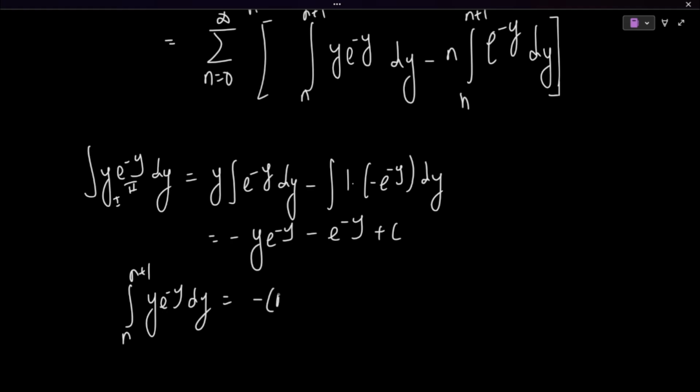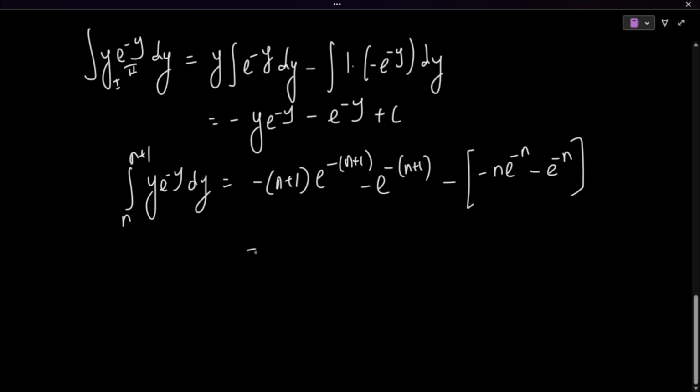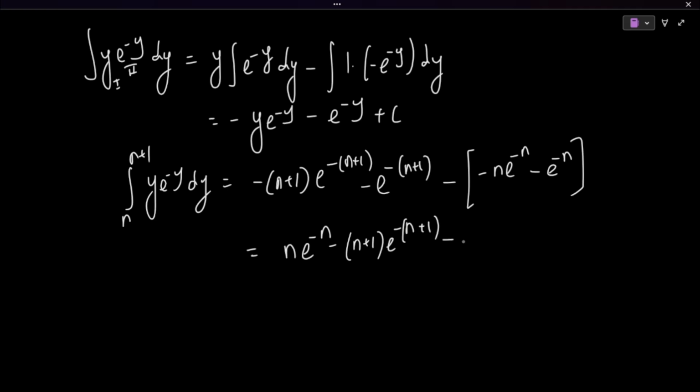Firstly, at n plus 1, it is going to be minus n plus 1 times e to the power of minus n plus 1, minus e to the power of minus of n plus 1, minus now the entire thing at n: n times e to the power minus n, and then minus e to the power minus n. Let's simplify it down. We have all the pluses and minuses here. So we have n e to the power minus n, minus n plus 1 times e to the power minus n plus 1, and then you have plus e to the power minus n, minus e to the power of minus of n plus 1. Okay.